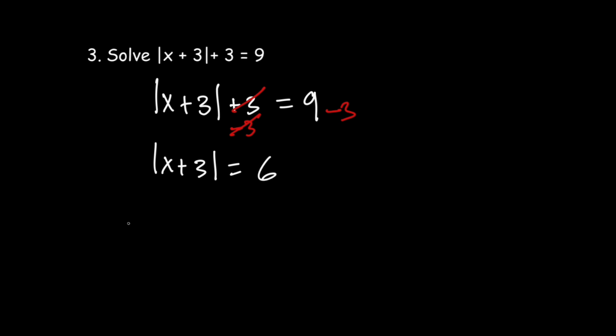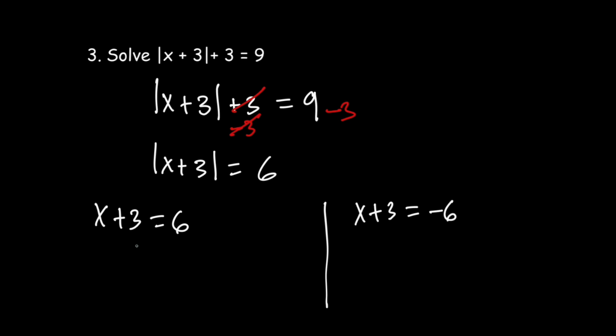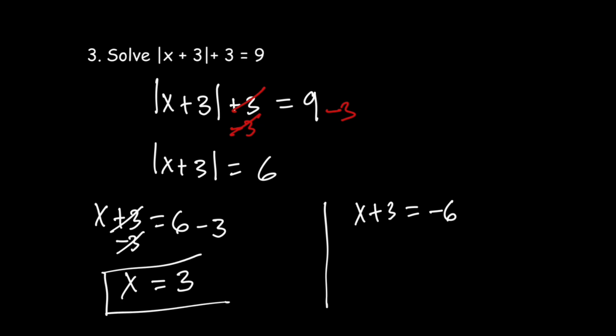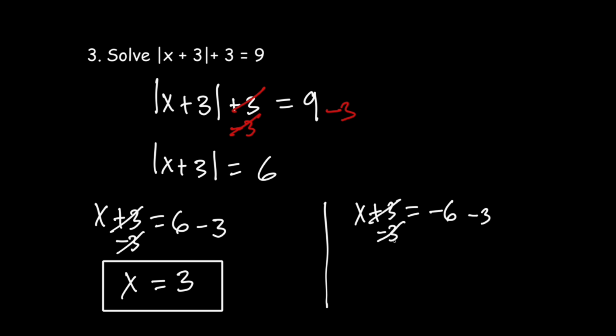Then we go ahead and write the two equations. We have x plus 3 is equal to 6, or x plus 3 is equal to negative 6. Then from here I'm going to subtract 3 from both sides, and this and this will go. Then we have x equal to 6 minus 3, which gives me 3, and that is it. All right, now let's move on. Now again I'm going to subtract 3 from both sides like this, so that this and this will go. Then we have x equal to negative 6 minus 3, which gives us negative 9.